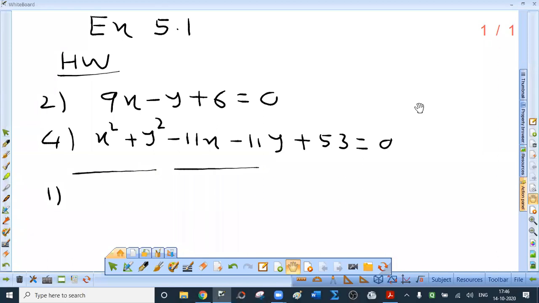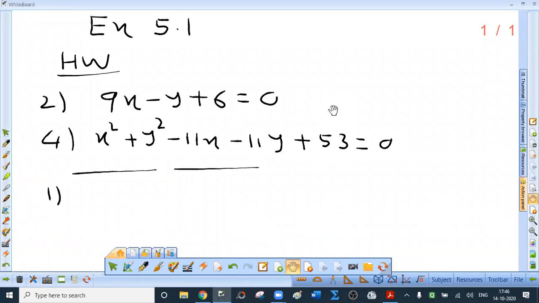So we are now in a position to solve sums. Exercise 5.1. Actually, second and fourth are for homework. These are the answers for these two sums. Now the first sum, if A(1, 3) and B(2, 1) are points, find the equation of the locus of point P such that PA equal to PB. Okay, I think third one is also similar. Let us solve first and third both.